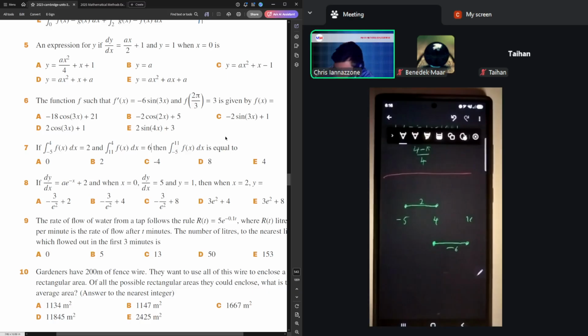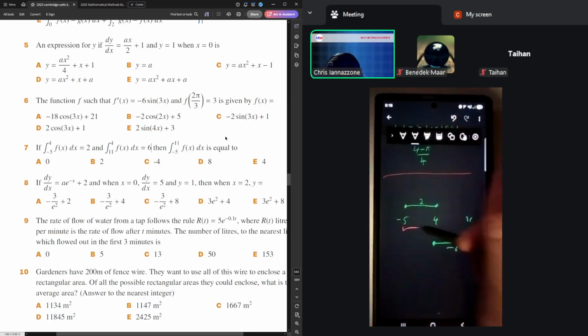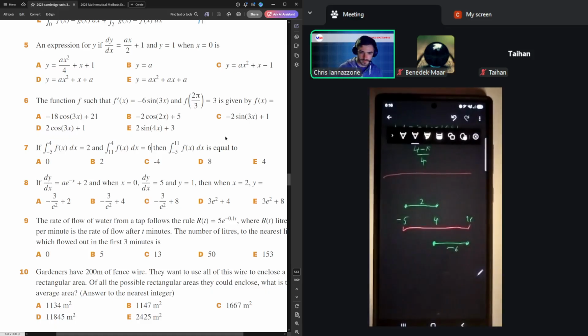From here, we're now told to evaluate -5 to 11. This is now just adding these two things together. If you have an area of 2 here and an area of -6 there, adding the two together, getting you -4, is going to give us our final answer. Part C.